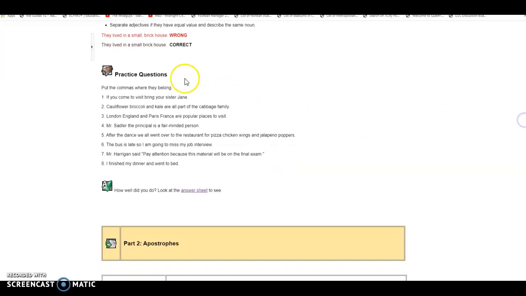Down here we have some practice, and so just 8 sentences. All you have to do is go through the 8 sentences and add the correct commas, and then you can click on the answer sheet to see if you got them right.